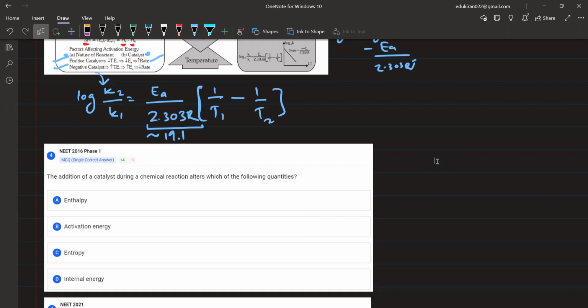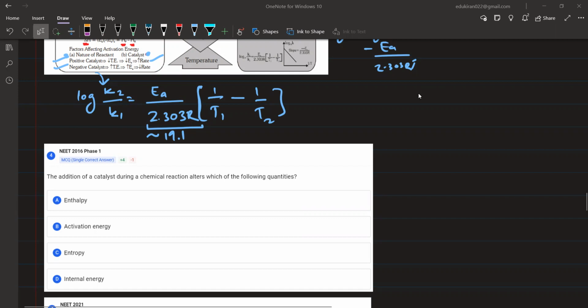So in the above picture, in front of positive catalyst and negative catalyst, the second where there is a decreasing arrow after TE, what is that? Is it activation energy or enthalpy? That is activation energy. Yeah, that is activation energy. Okay, sir. And this will be activation energy. This would be B, huh?